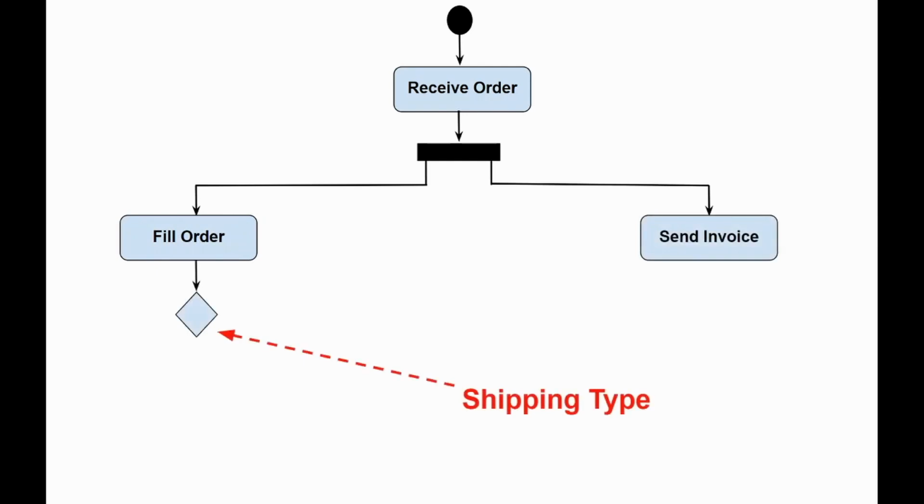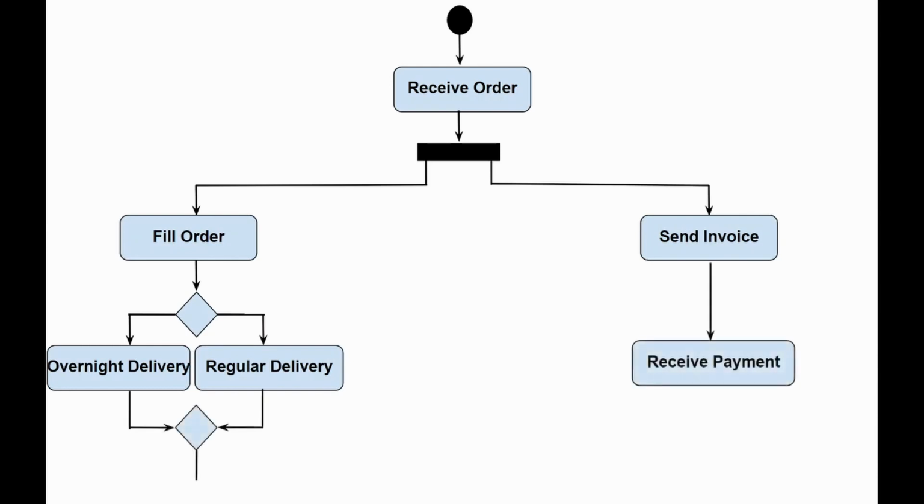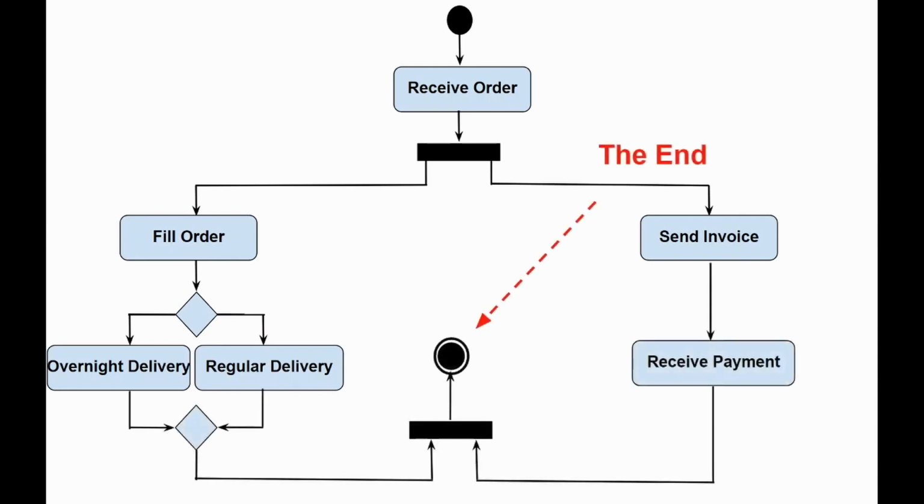On the order processing side, the delivery method is determined depending on the conditions of the order and transformed into action, overnight delivery or regular delivery. After sending the invoice for the goods, the payment process side is going to receive payment, hopefully. Finally, two parallel flows join and finalize the order processing.